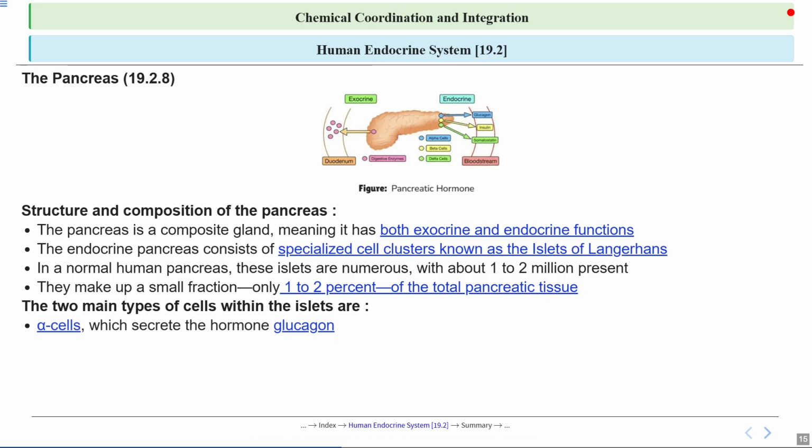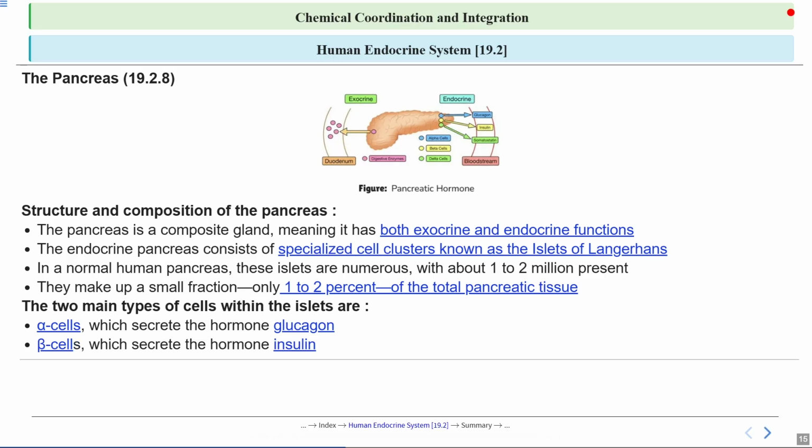Alpha cells are found in the pancreas. We know they secrete the hormone glucagon. Glucagon plays a key role in regulating blood sugar levels by stimulating the liver to convert stored glycogen into glucose, which is then released into the bloodstream. This process helps in increasing blood sugar level when it is too low, such as after fasting or during intense exercise, ensuring that the body has enough energy to function properly.